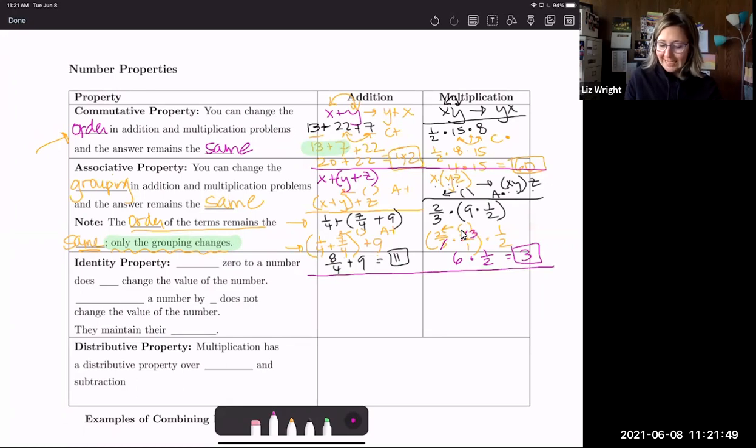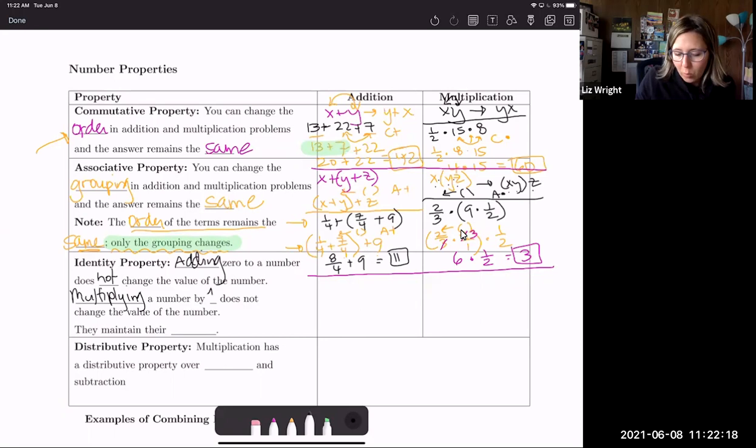All right, let's talk about what the identity property is. The identity property for addition is where you add 0. Adding 0 to a number does not change the value of the number. And for the multiplicative identity property, or the identity property for multiplication, is where we multiply a number by 1. Multiplying a number by 1 does not change the value of the number. What do they maintain? They maintain their identity, which is why they're called the identity properties.